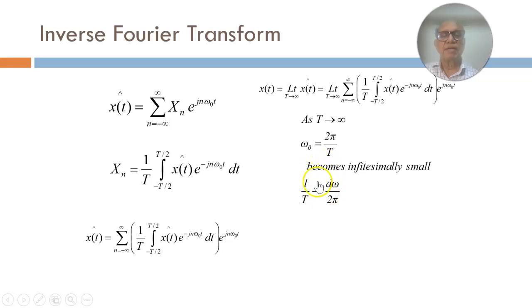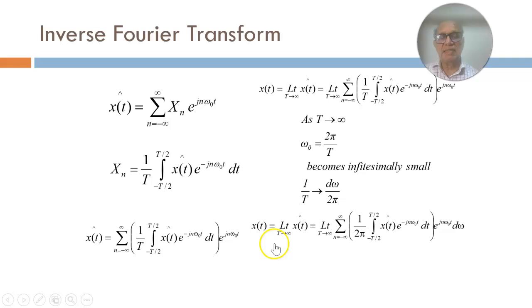So 1 by t can be written as, instead of omega naught, we write as d omega because it becomes quite small now. So 1 by t can be written as d omega divided by 2 pi. And as t approaches infinity, this integral becomes minus infinity to plus infinity. X hat t becomes xt, and this discrete n omega naught function becomes a continuous function.